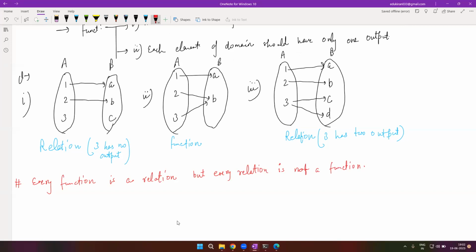Right? So this is the basic of functions. Like, what are functions? Functions are special kind of relations only. You can understand it like that. Functions are special kind of relations which follow these two conditions.